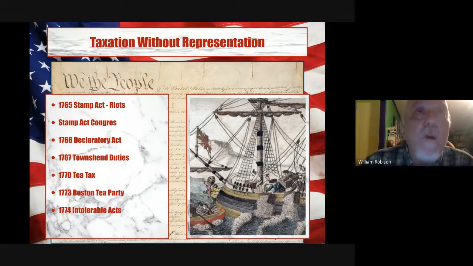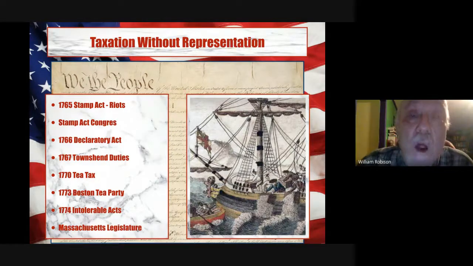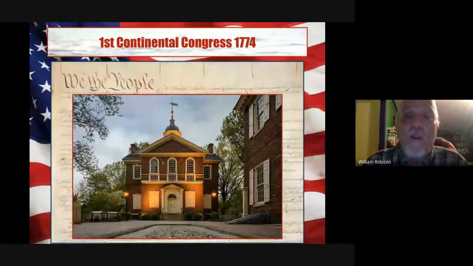The British government responded with a series of acts that the colonists referred to as the Intolerable Acts. But the one that worried them most was that the government of Britain shut down the Massachusetts legislature. That was serious business. That is what led to the American Revolution.